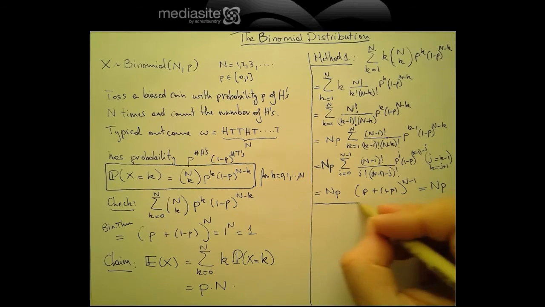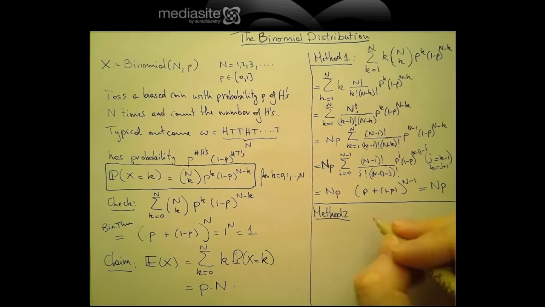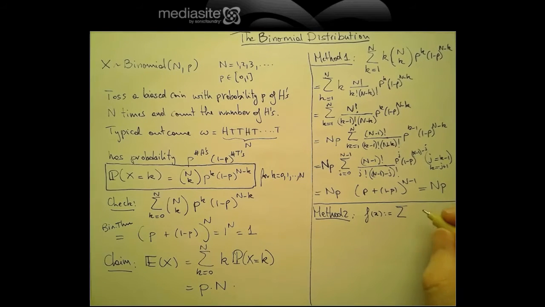The second method, method 2, is to introduce a function. So I'm going to call f of x. I'm going to free one of the variables, so I keep everything the same and choose k. But instead of p to the k, I'm going to put x to the k times 1 minus p to the n minus k. Okay, so you should think of this as a polynomial. And the thing I want, the expectation, is what happens when x is equal to p.